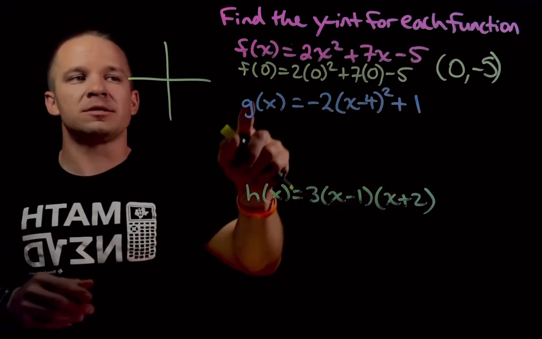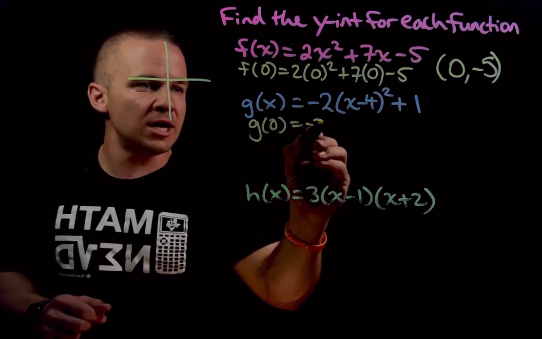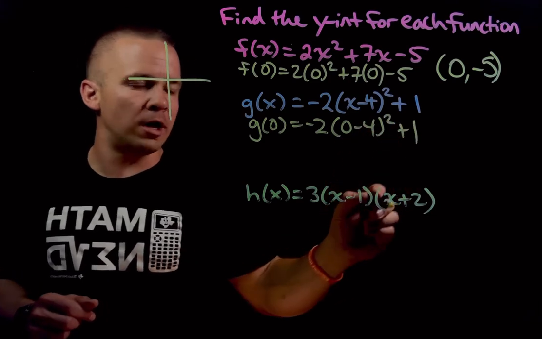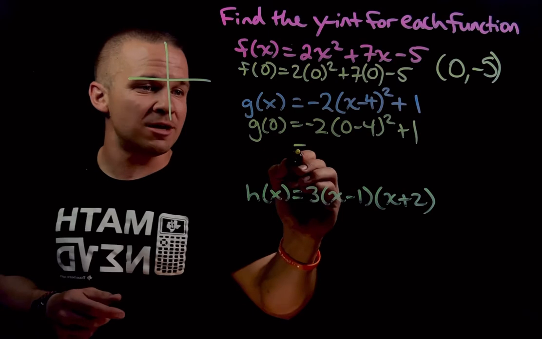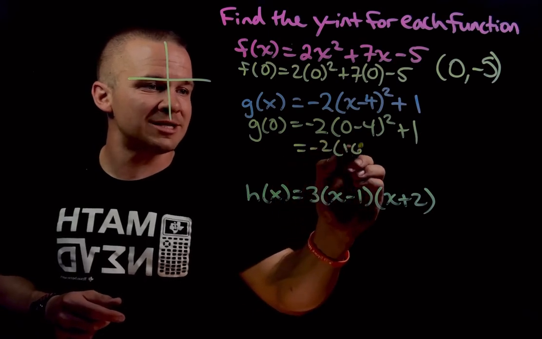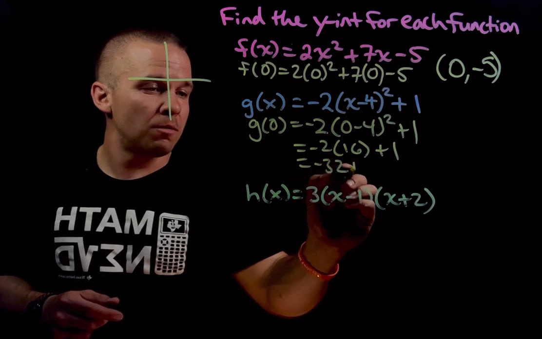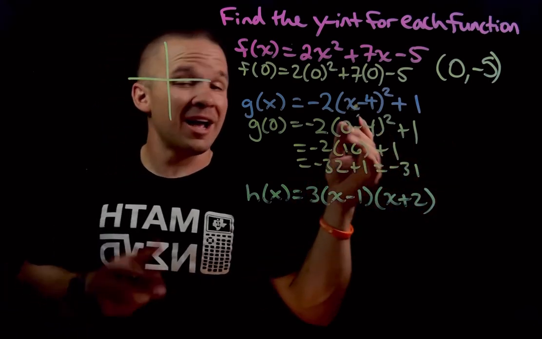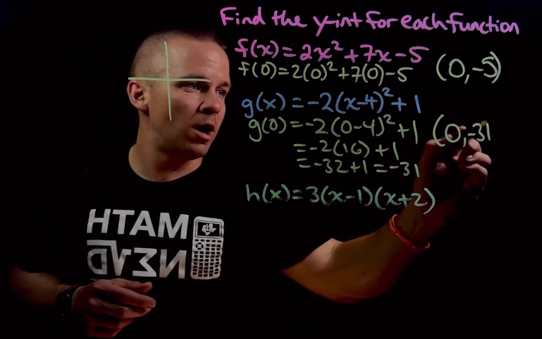Same process, though. I'm going to plug in 0 for x. So I got g of 0 equals negative 2 times 0 minus 4 squared plus 1. So what's 0 minus 4? That's a negative 4. Squared is 16. So I'm going to have negative 2 times 16 plus 1. That's going to be negative 32 plus 1, which is negative 31. So my answer here for my y-intercept is 0 comma negative 31.